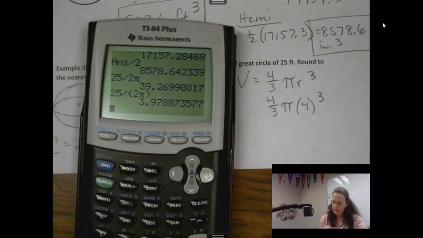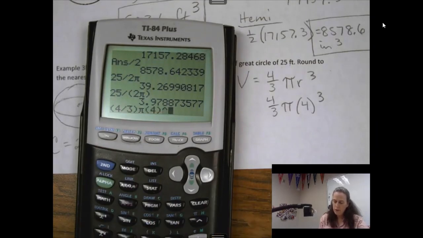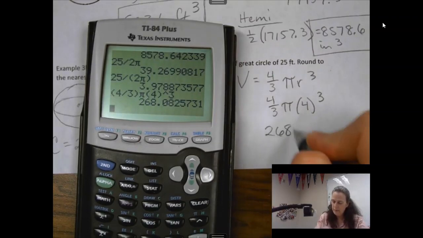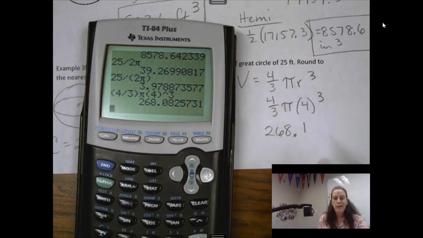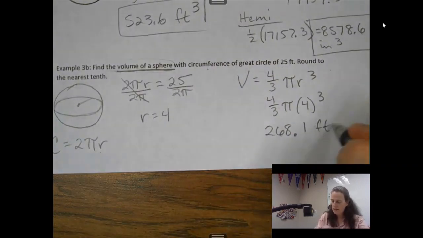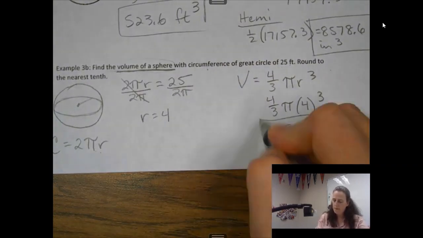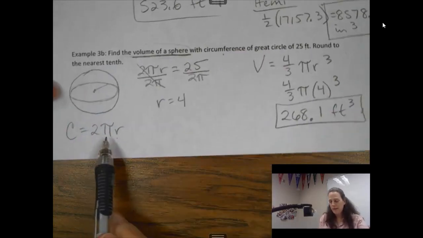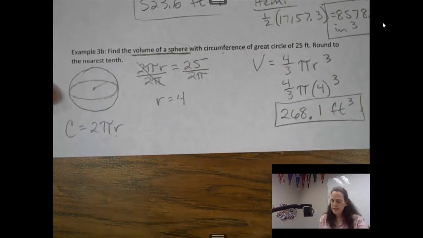Let's throw that in our calculator. 4/3 pi 4 cubed is 268.1. What were we working here? Feet cubed. Okay, so there's something you might want to think about for later, what a circumference is.